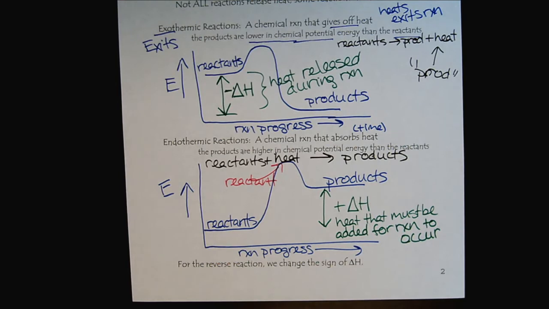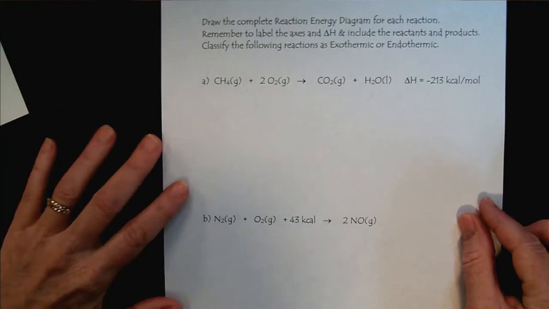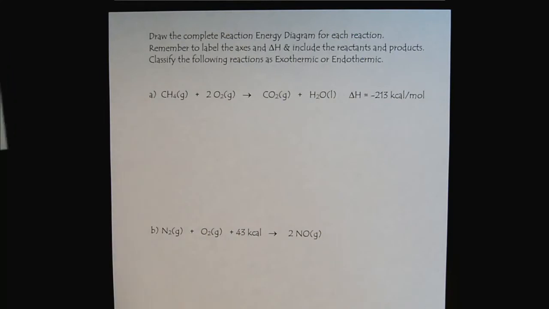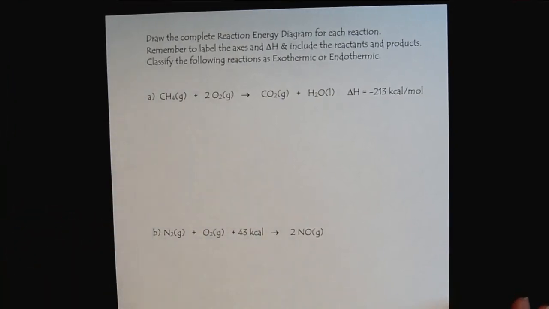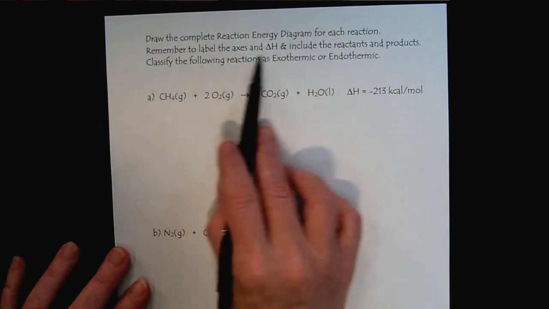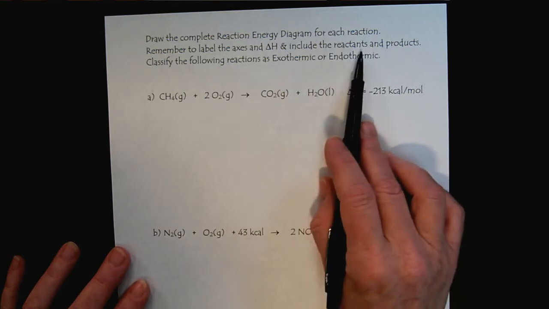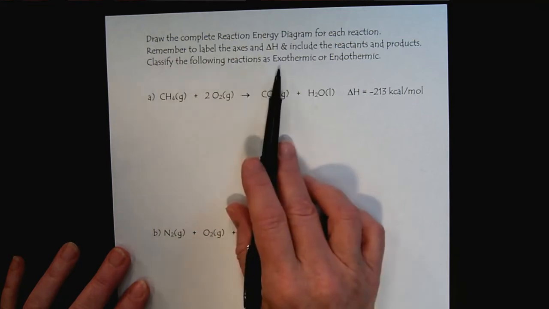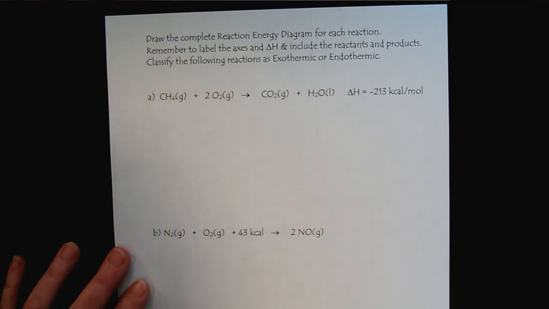Alrighty. Now let's look at some real reactions so that we can put in actual chemical formulas and put this all together. So we'll go to the next page. Alright, so let's practice drawing the complete reaction energy diagram for each of the reactions below, making sure that we label our axes, the delta H, and include the chemical formulas of the reactants and products. Let's also classify the reactions as exothermic or endothermic.